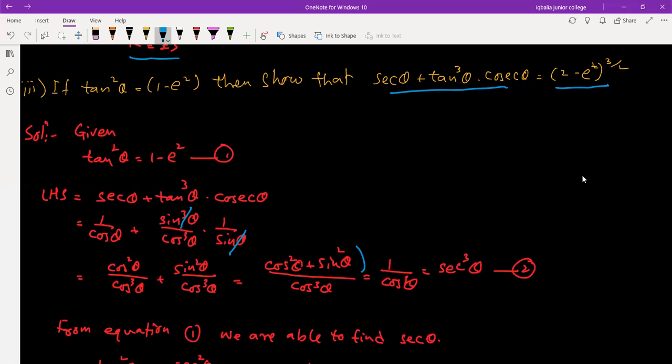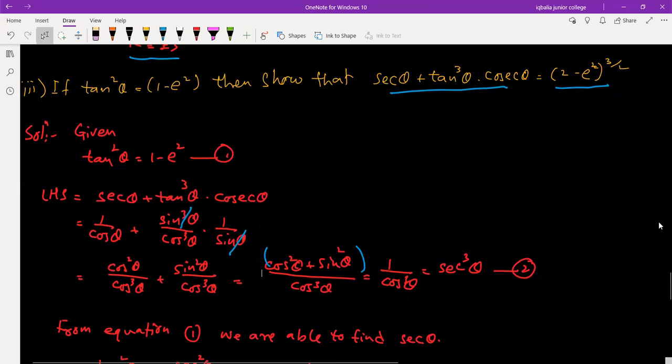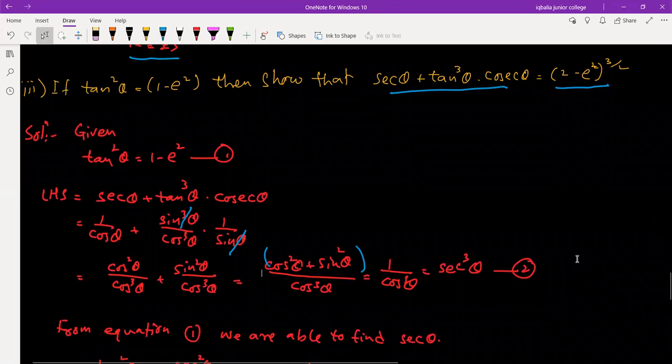So this value is equal to 1, because of the trigonometry identity. So here I will have 1 by cos cube theta, and 1 by cos cube theta is nothing but sec cube theta. The reciprocal of cos is sec. So this is given equation number 2. Here we have to find sec theta.